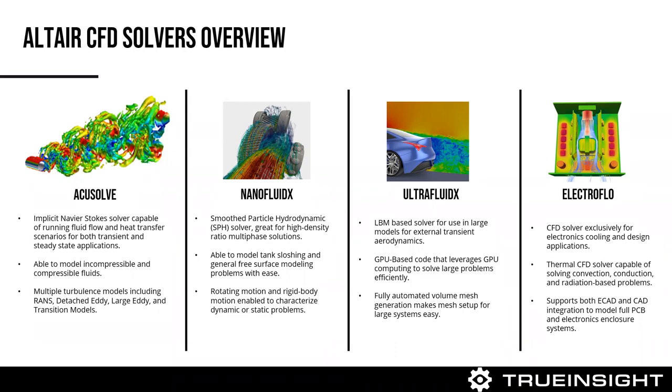UltraFluidX is one of our other high-end solvers. This is for any specific wind tunnel testing. I have a number of customers in the automotive space; if you're trying to look at drag coefficient or external transient effects from aerodynamics, this is where you want to take advantage of an LBM-based solver. Technically, Navier-Stokes solvers like AcuSolve or Fluent or Star, or some of the other solvers out there, can handle external transient problems, but they tend to be inefficient because of the framework of how they're solving those equations. So lattice Boltzmann tends to be very advantageous.